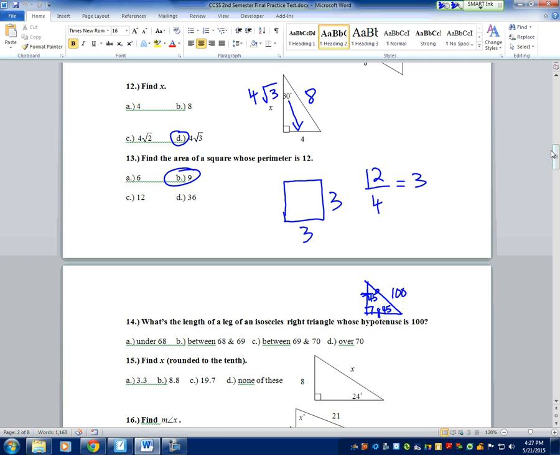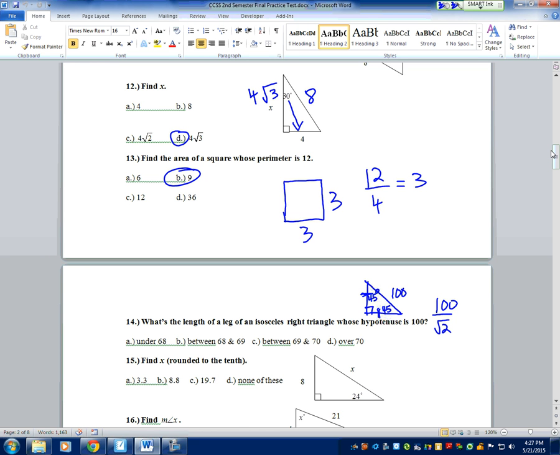I don't know if you remember, but with the special right triangles, if you're given the leg of the 45-45 right triangle, you multiply by root 2 to get the hypotenuse. So if I had a leg, you're just going backwards. Yes, you're just going backwards. So if I had a leg of 10 here, the hypotenuse would be 10 root 2. Well, if you're given the hypotenuse is 100, then the leg has to be 100 divided by root 2.